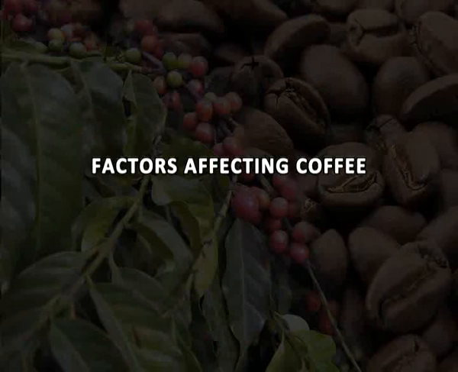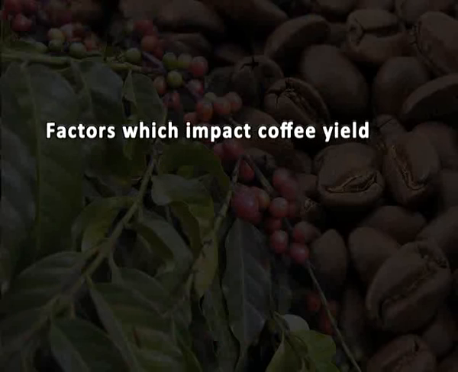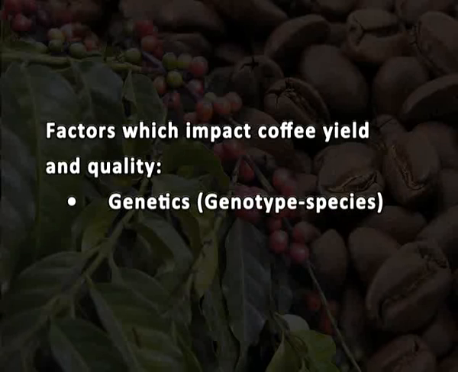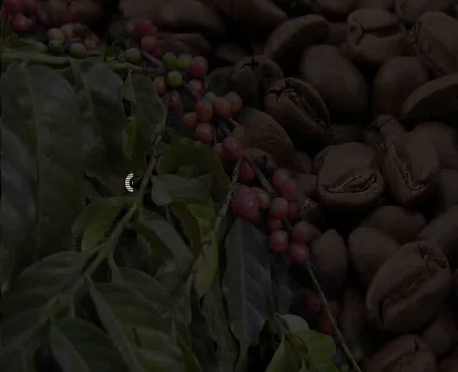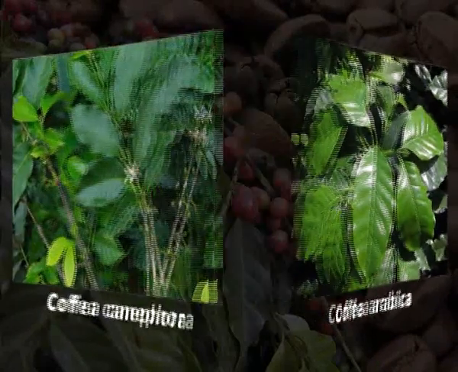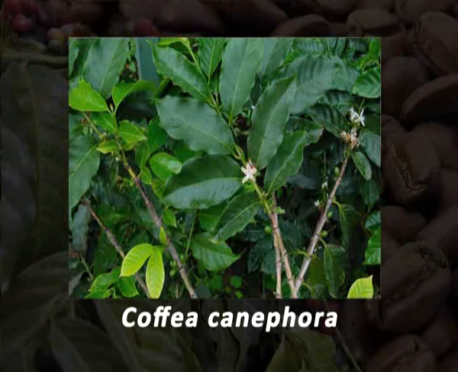Now, students, we will talk about factors which affect the coffee yield and its quality. There are 2 factors which impact greatly on coffee yield and quality. First is genetics or genotype species, second is environment. Genotype species. The 2 main cultivated species of the coffee plant are Coffea arabica and Coffea canephora, known as Robusta coffee.